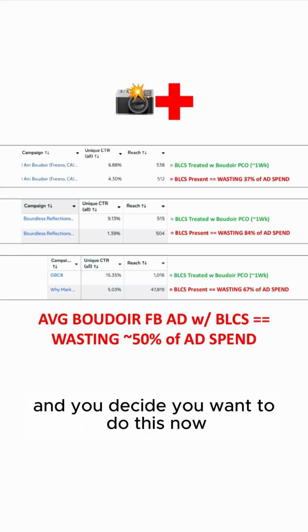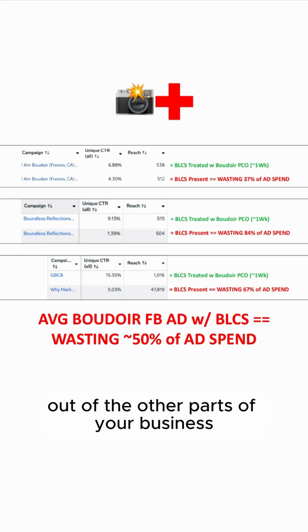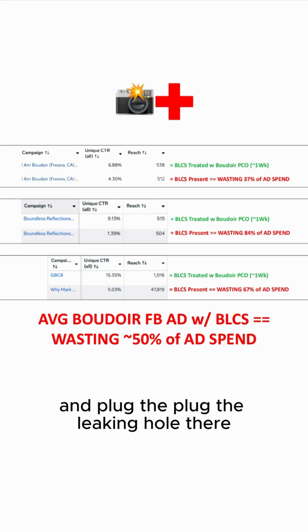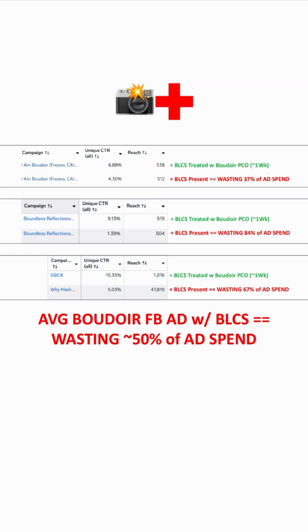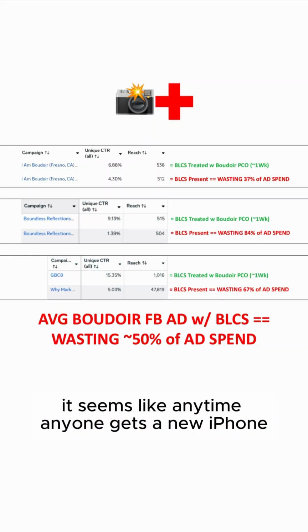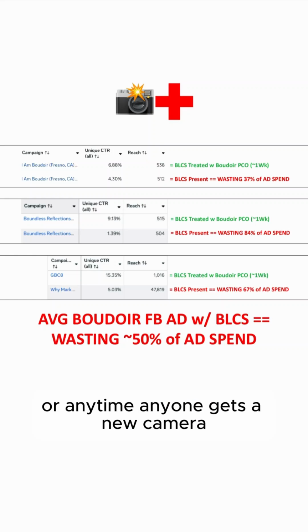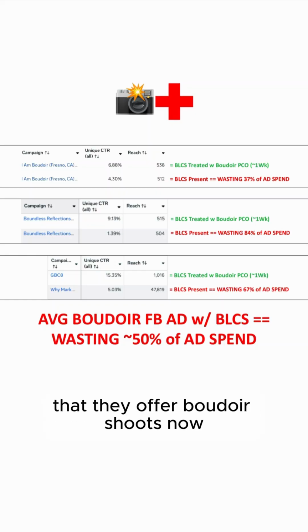And you decide you want to do this now because you've pulled profit out of the other parts of your business. Now you want to pull and optimize profit out of the Facebook ad side of your business. Kind of plug the leaking hole there because you recognize more women are becoming boudoir photographers every day. It seems like anytime anyone gets a new iPhone, there's new Google My Business profiles going up, or anytime anyone gets a new camera, there's new peeps posting in the mom groups for boudoir that they offer boudoir shoots now.